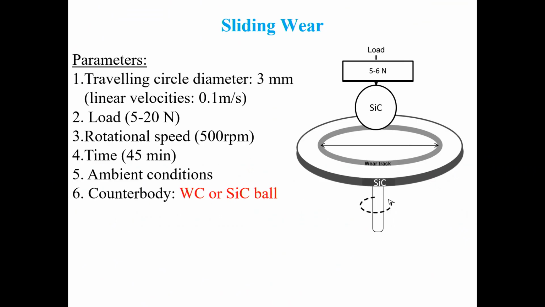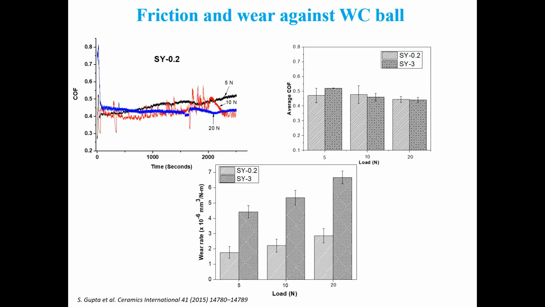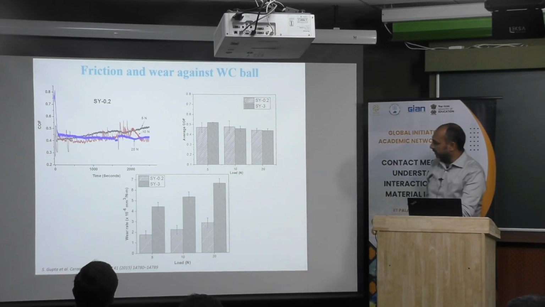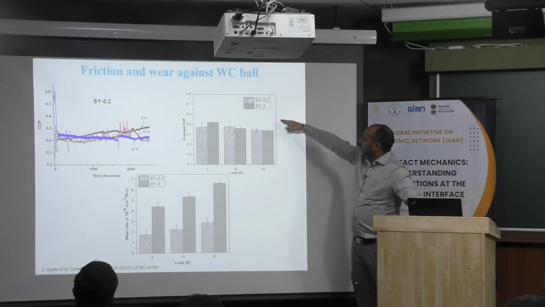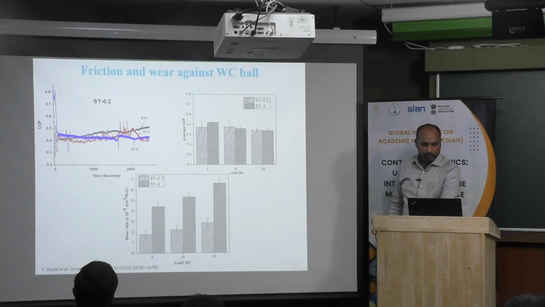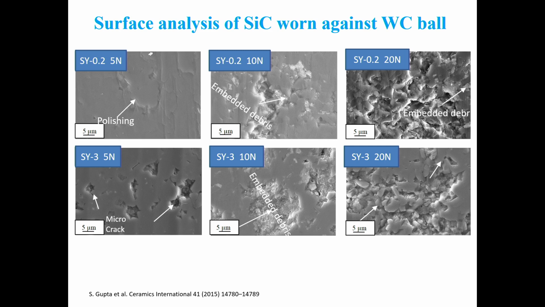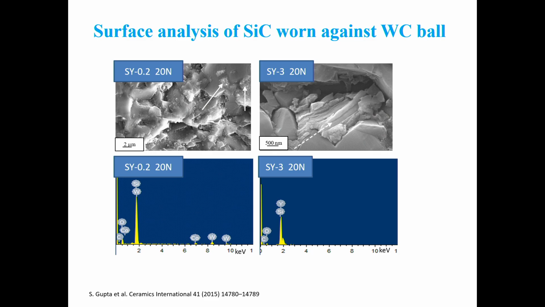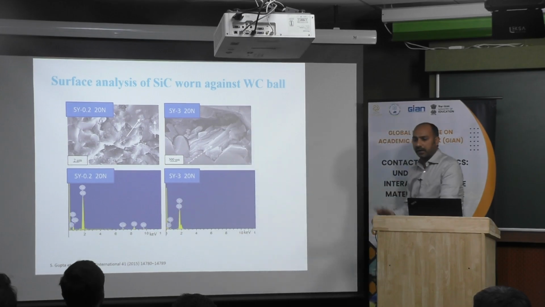Then we performed sliding wear against SiC counter body and tungsten carbide counter body. So, these are the different parameters. First, we will see the tungsten carbide counter body. Again, friction is lower for 0.2% and higher for 3%, and wear is also higher for 3% and lower for 0.2% everywhere. But very interestingly, we see here the surface is completely fractured and embedded debris are there. In the case of 3%, agglomeration of particles is there, so it is leading to higher fracture and higher material removal.